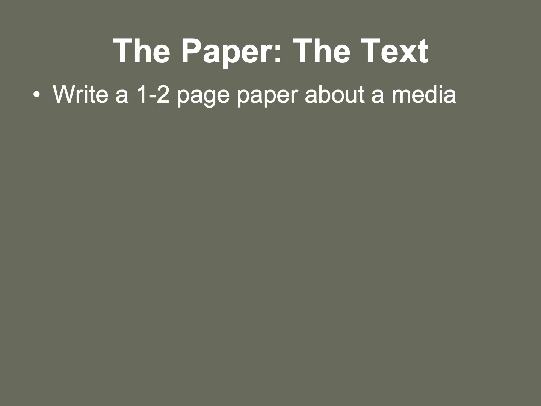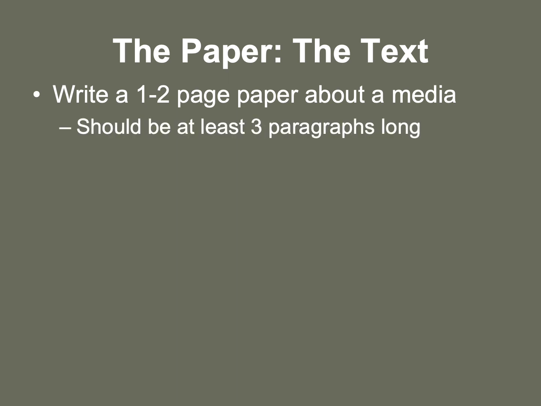So the text of the paper, it's a pretty short paper. It's a 1 to 2 page paper about the media that you've chosen. It should be at least 3 paragraphs long. You can add an introduction and a conclusion if you'd like to. But the 3 main paragraphs should be broken into the history of the media, so where it began, how it began, etc. The second paragraph should be about the artist, an artist that uses the media.